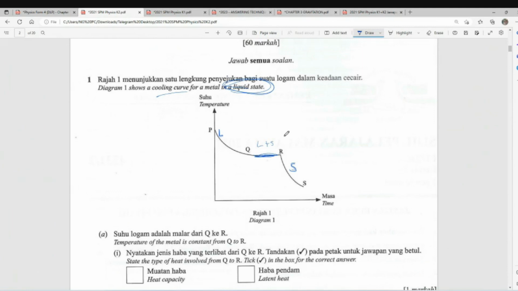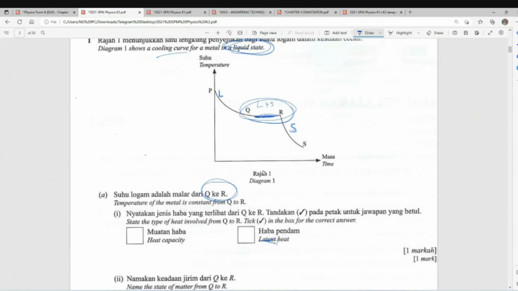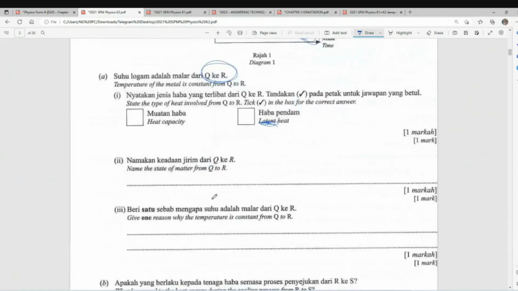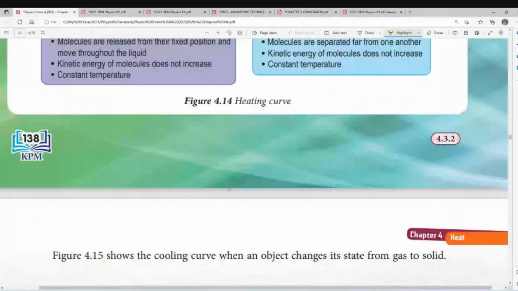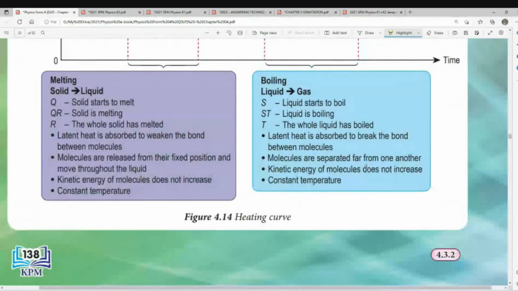As I mentioned many times already, take your time, read the questions carefully. So when there's a change of temperature, like P to Q or R to S, you see the temperature changes, so that will be the heat capacity. Q to R, there's no change of temperature. When there's no change of temperature, it means it's latent heat. So all this explanation, make sure you learn, you read from the textbook. This is nothing difficult, I think. The explanation is already given here. You can read here.